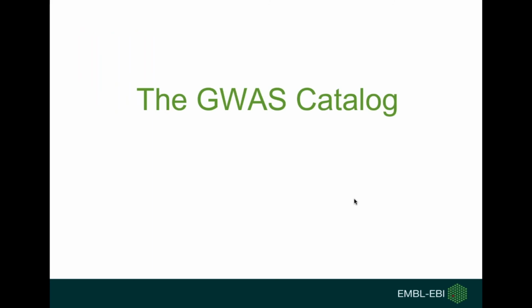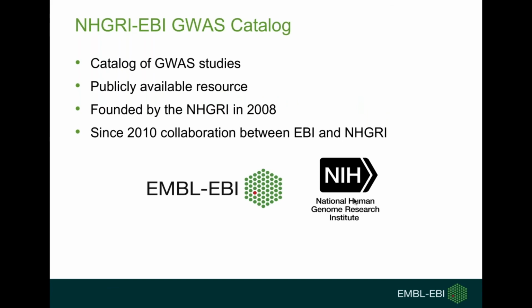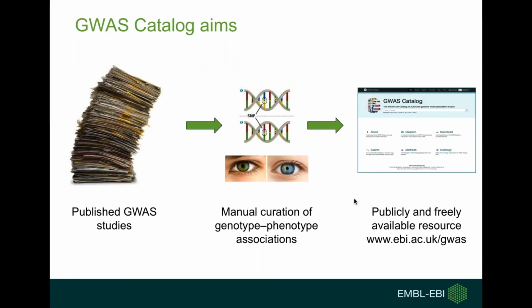Now, let's go in and take a look at the GWAS Catalog itself. The NHGRI-EBI GWAS Catalog, that's the full name of the catalog, is, as its name implies, a catalog of GWAS studies. It's a publicly available resource. It was founded by the NHGRI in the States in 2008, but since 2010 it has been a very fruitful collaboration between the EBI and the NHGRI.